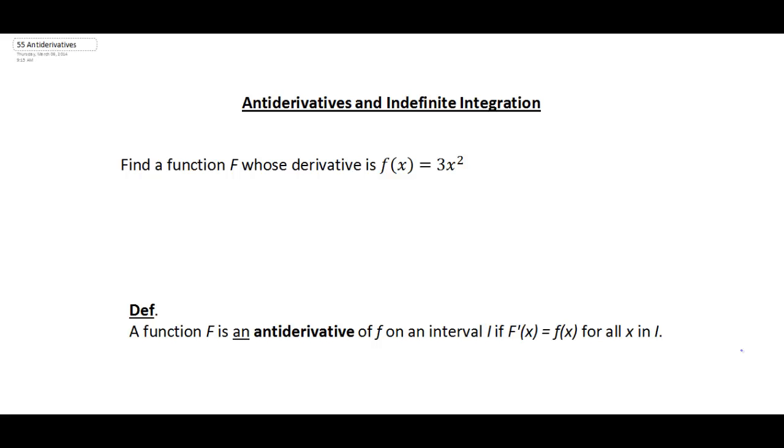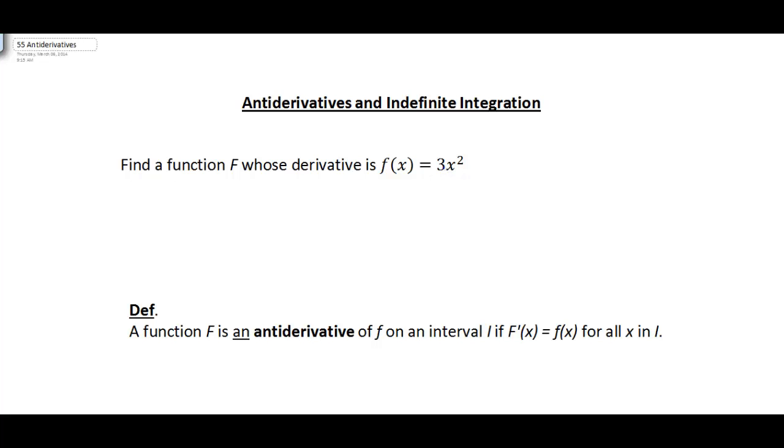Here in this video, we're going to look at antiderivatives and indefinite integration. If you think of the term antiderivative, we've talked about derivatives before, so the antiderivative is going to undo the derivative. For example, if I said I want you to find a function F whose derivative is f of x equals 3x squared.